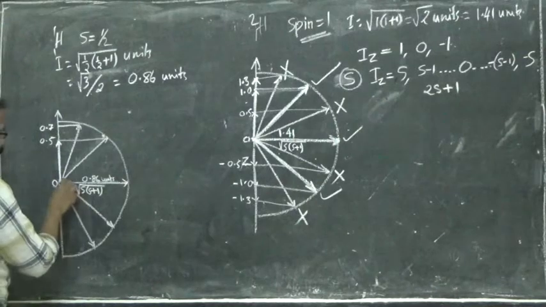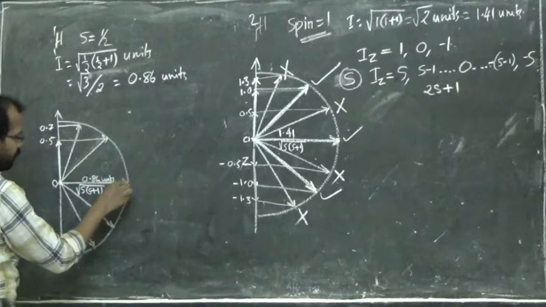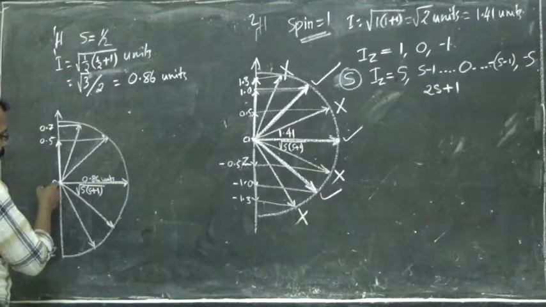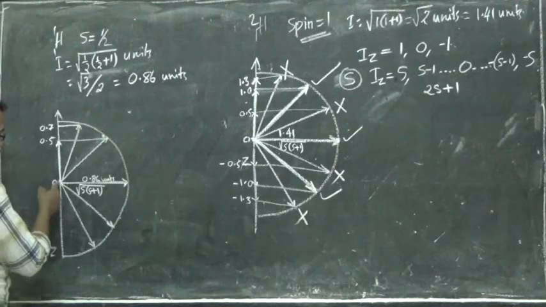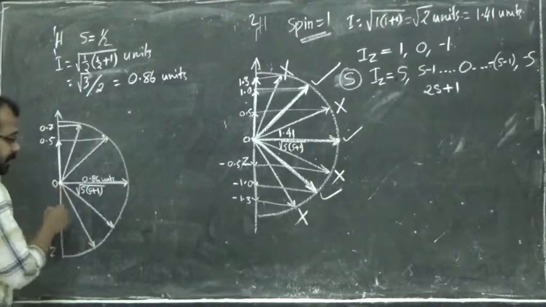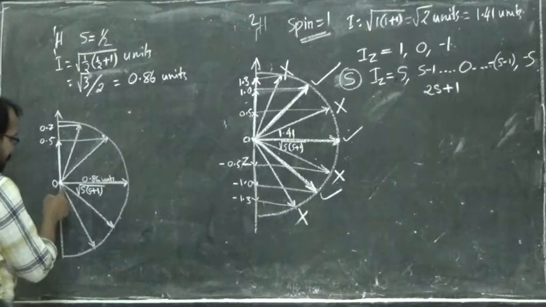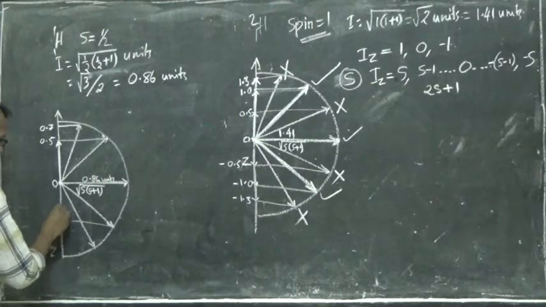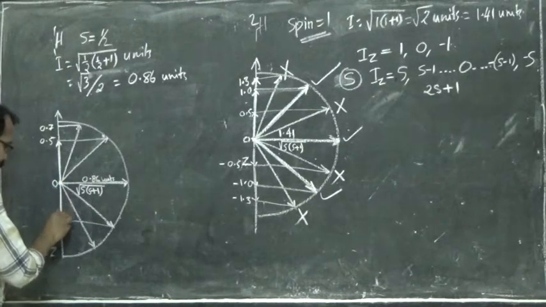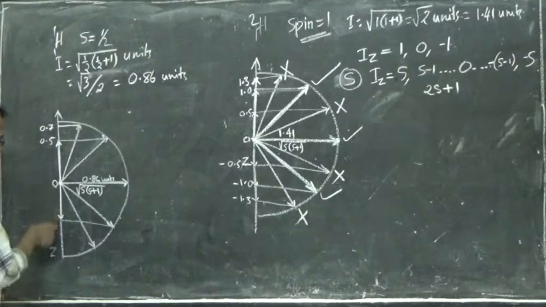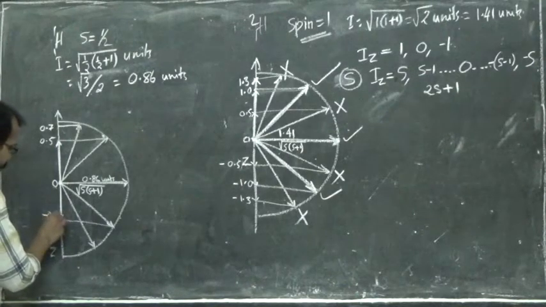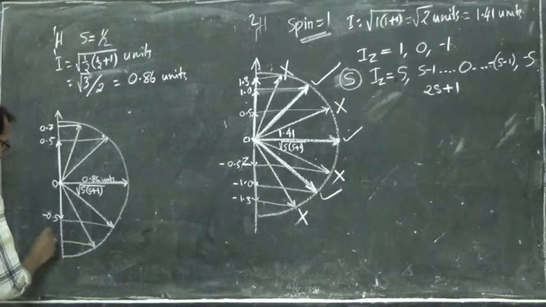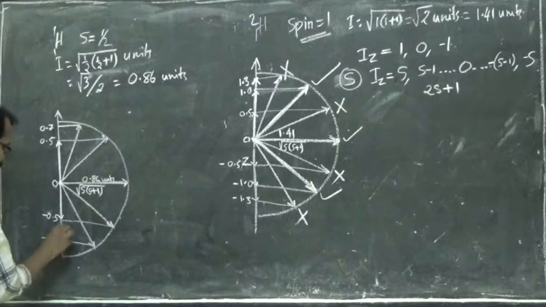Then I am checking the component of this one. When I draw the perpendicular from the head of this arrow, it meets at 0, which means the component is 0 itself. That means it has no magnitude. And then this one: the component from 0 to here in the reverse direction is minus 0.5, and from here to here it is minus 0.7.